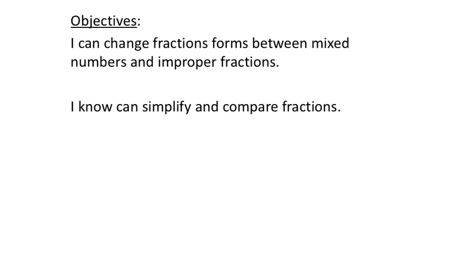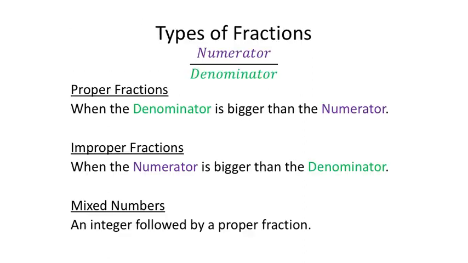So our objectives for this particular lesson: I can change fraction forms between mixed numbers and improper fractions, which we've already done. But again, the key today is that we're going to see some that are going to be negatives. And then I can simplify and compare fractions. We've done simplifying and we've done comparing, but again, the extra part of this lesson is that they're negatives. So we have done this stuff before. Types of fractions: we have proper fractions, improper fractions, and mixed numbers.